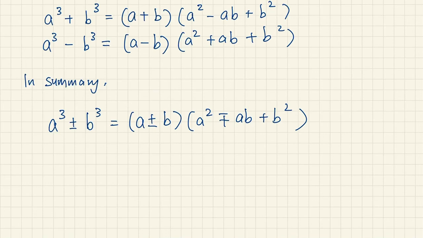Hi everyone, today I'll be talking about the identity for the sum and difference of two cubes. In particular, I'll be deriving for the sum of two cubes, a³ plus b³ equals a plus b times a squared minus ab plus b squared. I'll be skipping the difference of two cubes because the steps are pretty much similar.